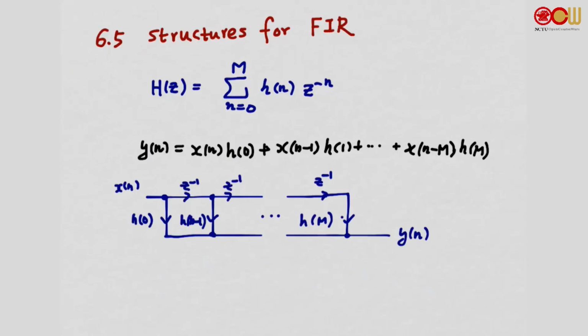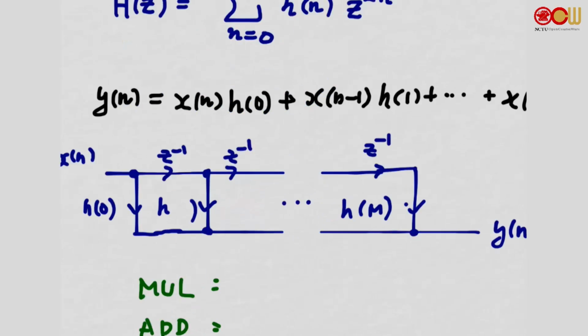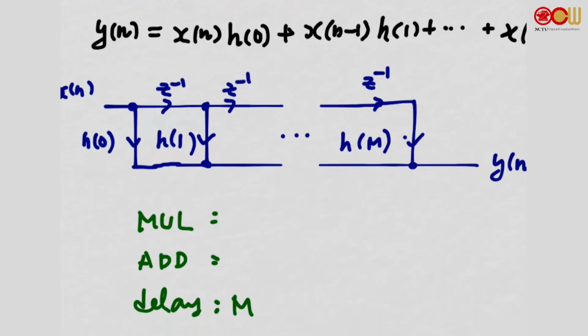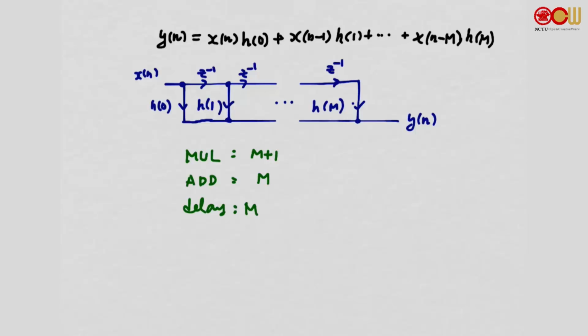And if we look at the number of multipliers, adders, and delays, the number of delays would be easy. It's equal to m. And the number of multipliers, we simply count the number of coefficients here. We have h0, this one is h1, okay, all the way to hm. And the number of multipliers, we count the multipliers here, 1, 2, all the way to m. So we have m plus 1. And adders, we are adding m plus 1 numbers together, so we need m additions. This is a direct form implementation, and we can also have transpose form.